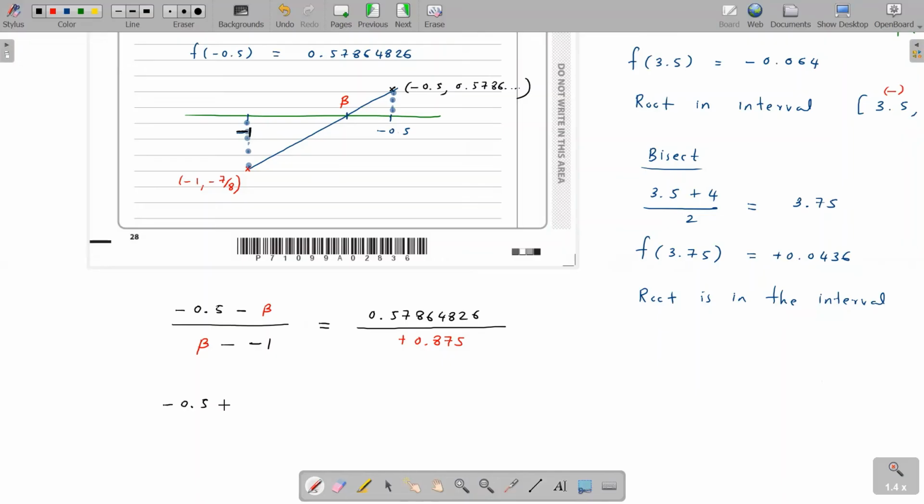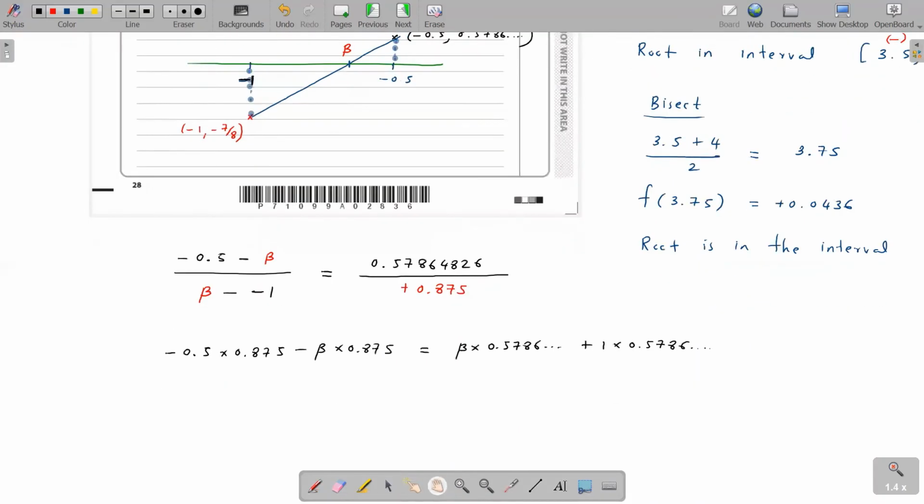Minus 0.5 multiplied by 0.875 minus beta multiplied by 0.875. Are you with me? On the other side, I get beta multiplied by 0.5786. This goes on. And then here minus is plus 1. So the other one is you multiply plus 1 with 0.5786. And the remaining figures are going on. Do you agree with me on this?